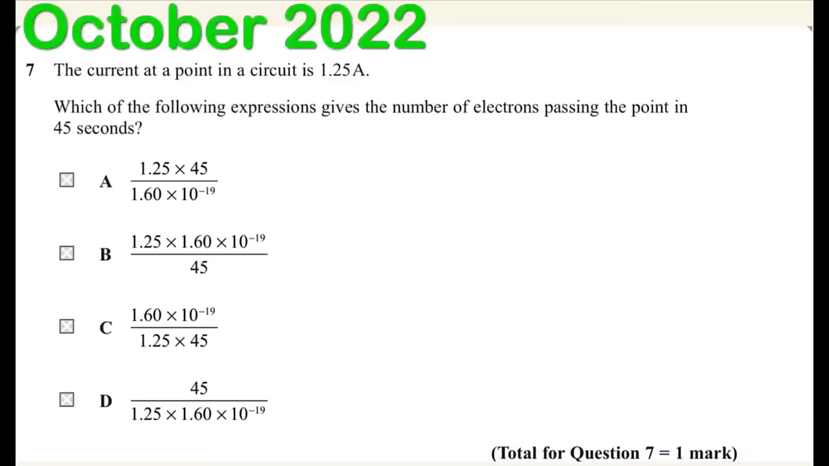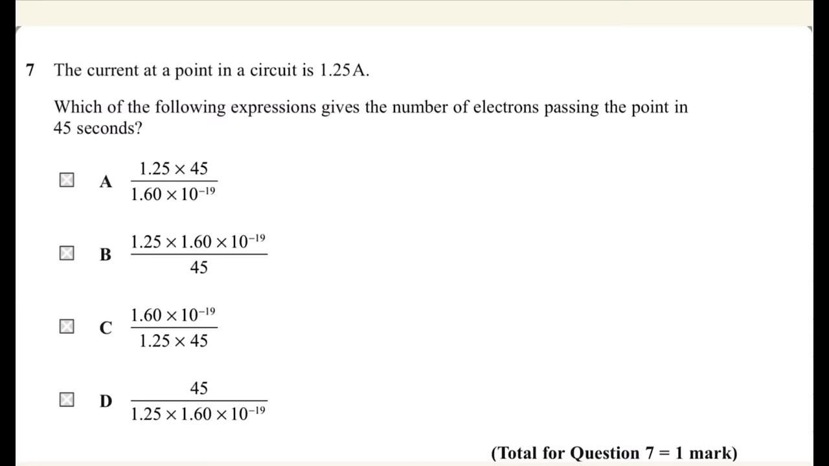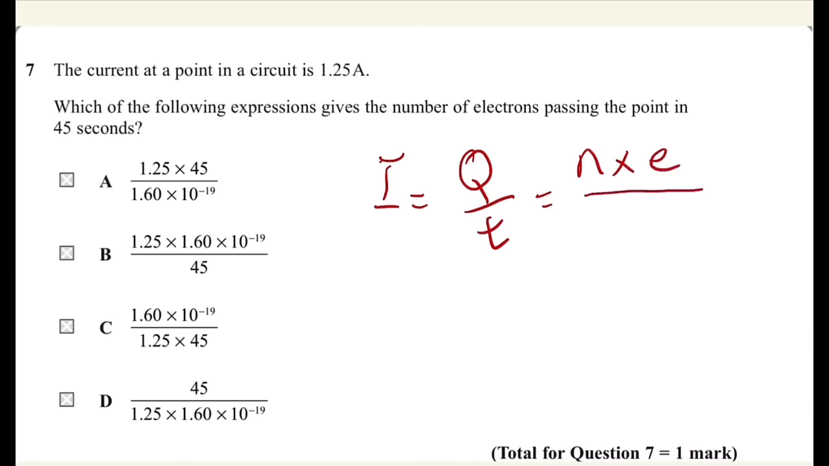Hi everyone, we have October 2022. The current at a point in a circuit is 1.25 ampere. Which of the following expressions gives the number of electrons, with charge e, passing the point in 45 seconds? There is a formula linking I equals Q over T, the amount of charge passing through a wire at a point in unit time. But this amount means the number of the charges times e, the value of the charge, divided by T. I'm asking for the number.